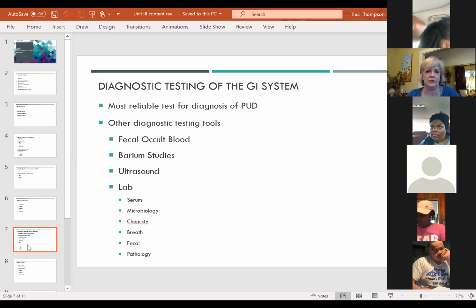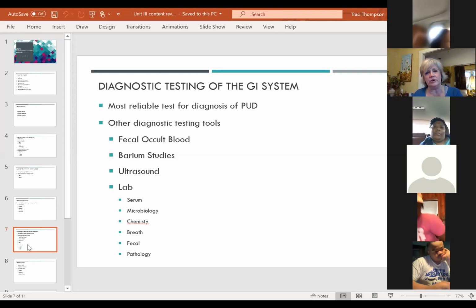It sets up like concrete. So if a patient has a barium study, make sure that you add a laxative to your regimen, okay? And then we also could do ultrasounds and other lab work. Serum, that means we're going to get a blood specimen. Microbiology means that we're going to send it over to the lab that's going to check for bacteria.